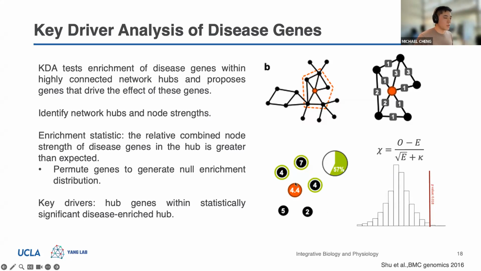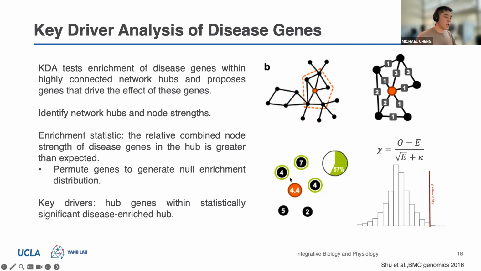In a way, that would be having a stronger connection or interaction within the hub. For this, we perform an enrichment analysis that's similar to chi-squared. Here we would make the observed measure the node strength, or the ratio of the node strength of disease genes relative to the total, the sum of all of these node strengths. And then the expected would just be the expected node strength for any random set of genes that same size as the disease gene set.